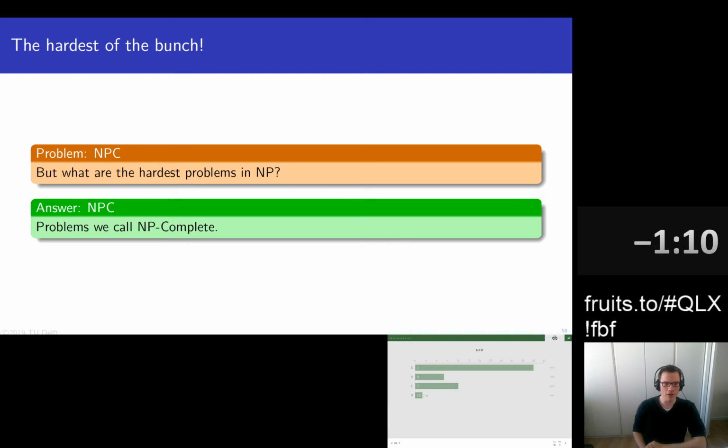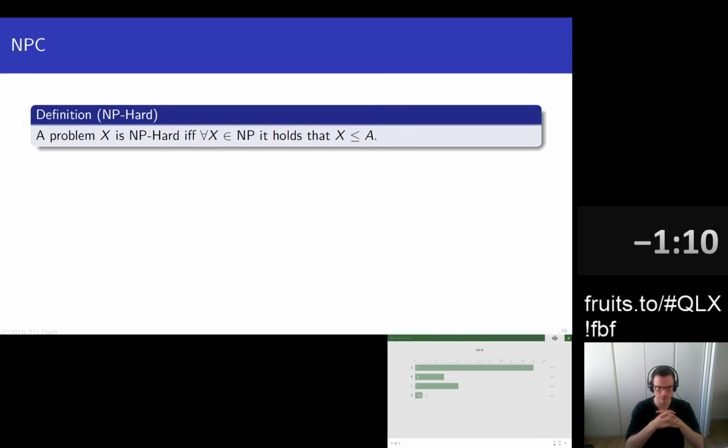So we have problems that we call NP complete. And to introduce that, I need to first introduce NP hard. What is NP hard? A problem is NP hard if and only if all problems in NP are reducible to it. And this is where I will once again be using my tablet to draw you a little visual.